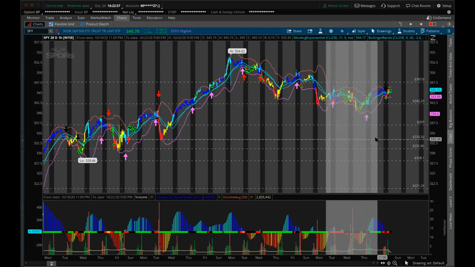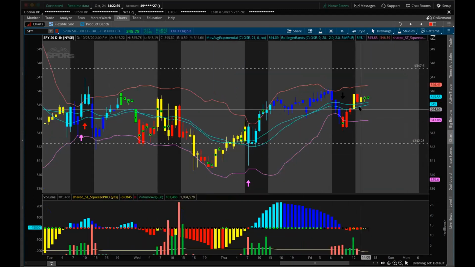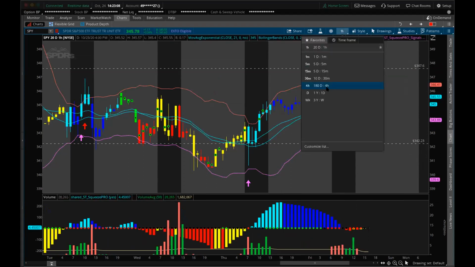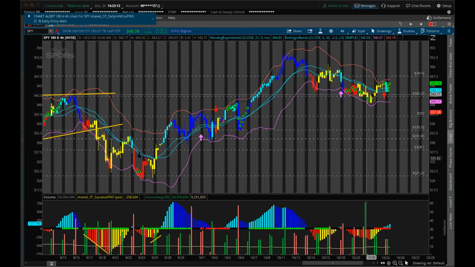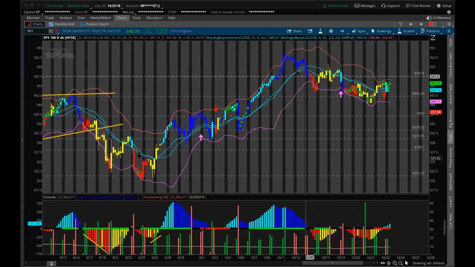But as you can see on the hourly, we are getting these early buy signals for SPY. So I'm interested in seeing where we go with this. This is the hourly chart. Let's look at the 4-hour chart. Boom, boom, boom. Check this out. We're getting accumulation. You guys see this? What is this? This looks like a bull flag almost, right?